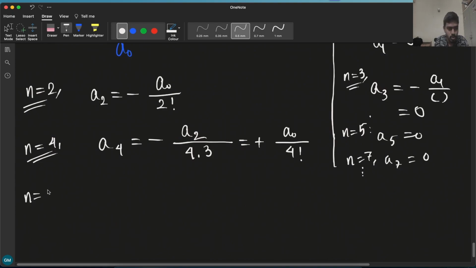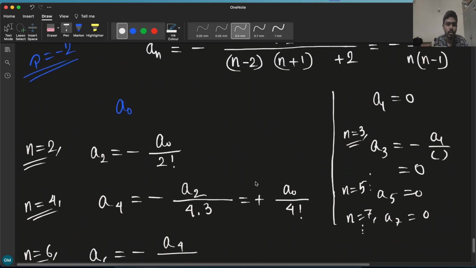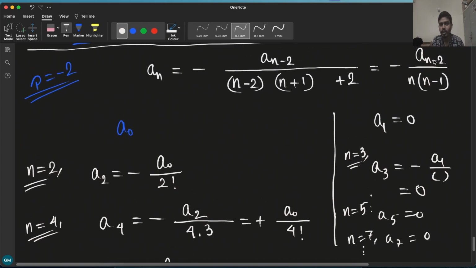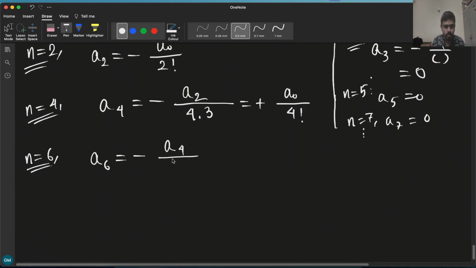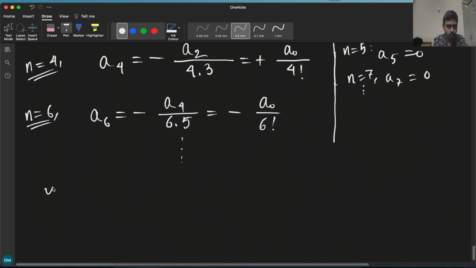Now if I put n equals 6, then a6 equals minus a4 divided by n times n minus 1, that is 6 times 5, and we know that a4 is a0 by 4 factorial. So then it will be minus a0 by 6 factorial, and so on and so on.